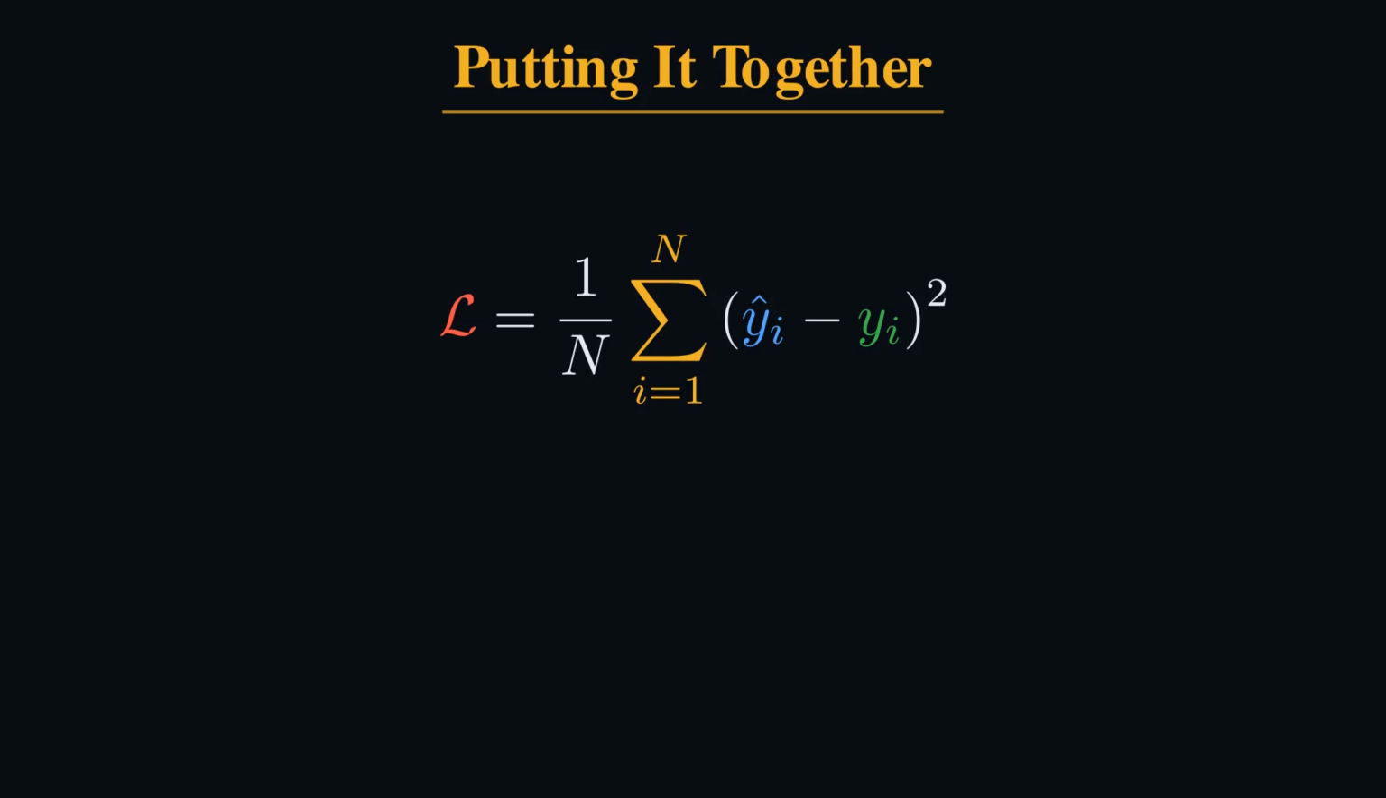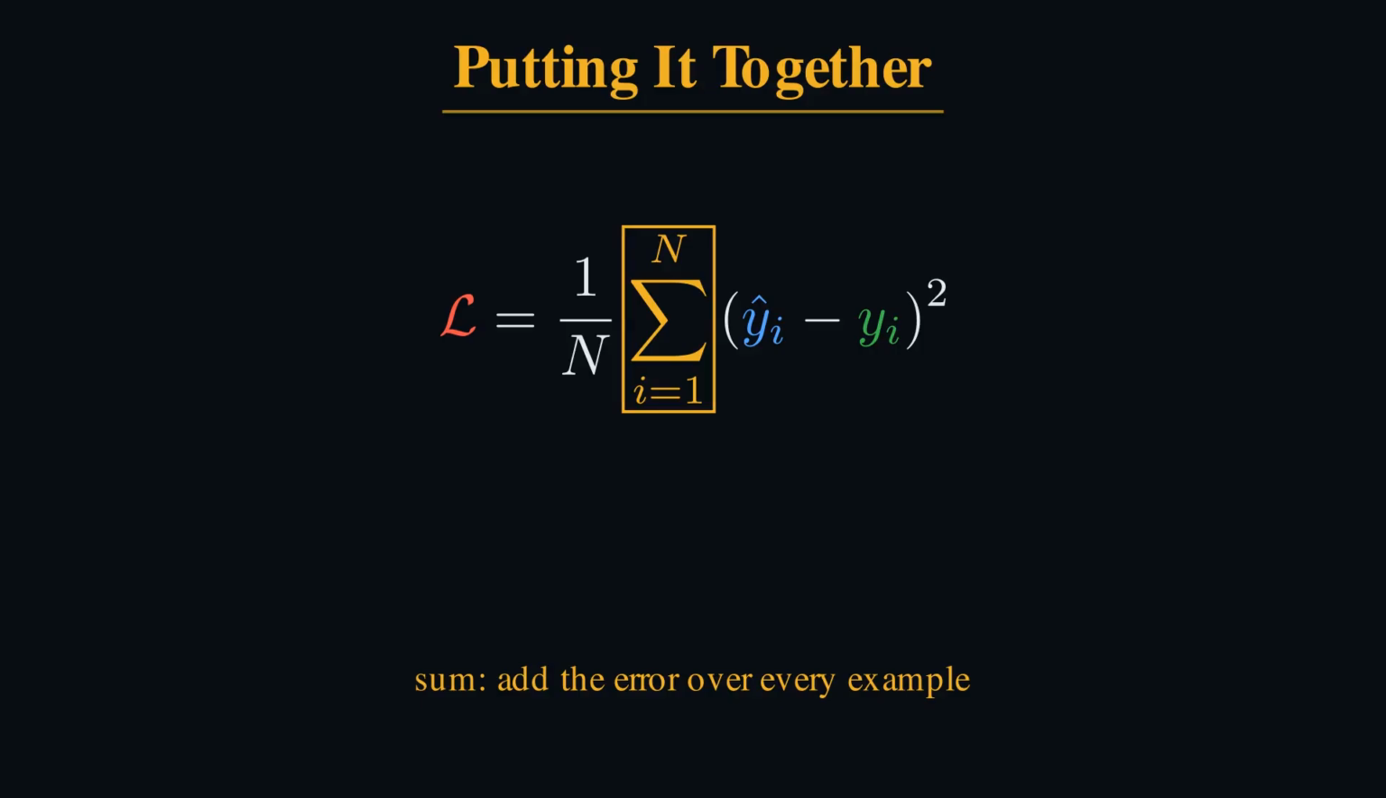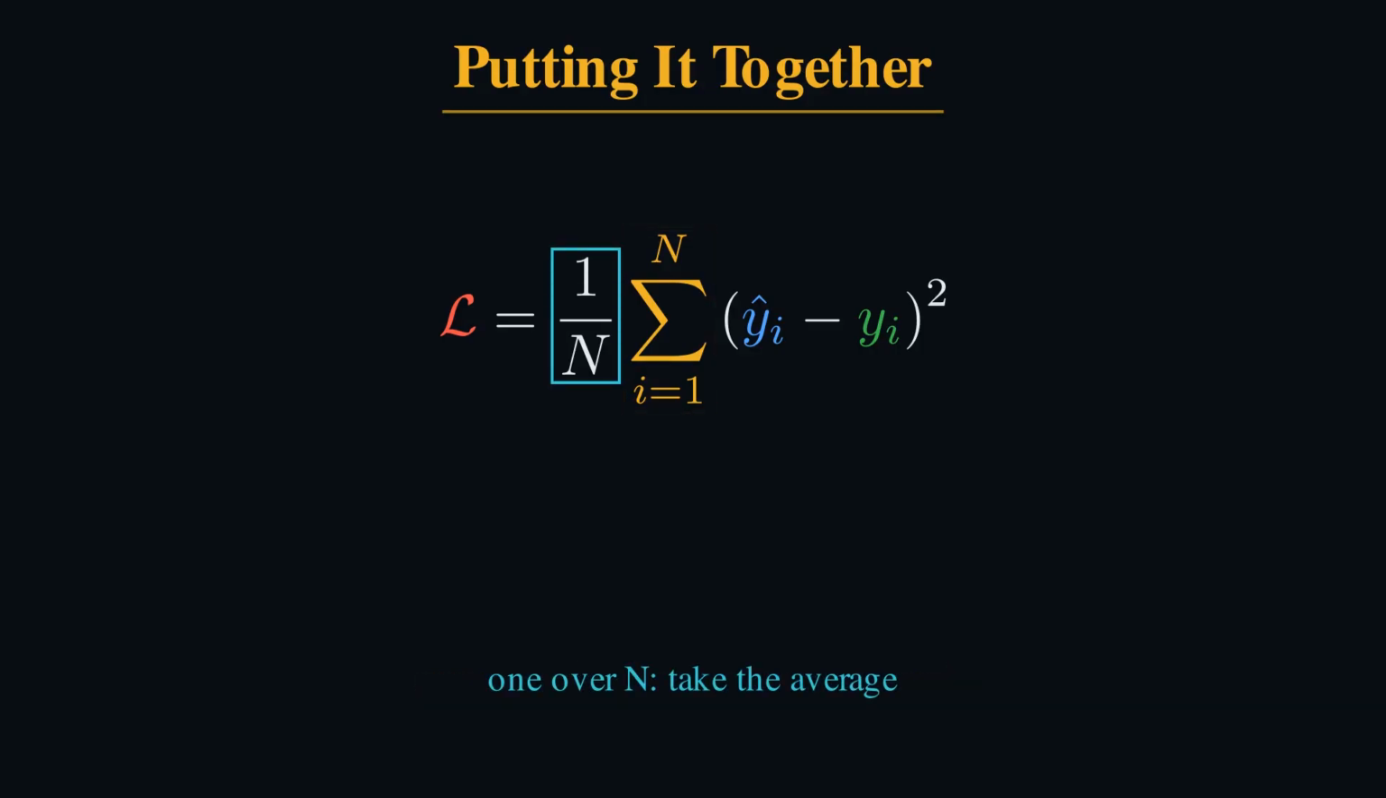A moment ago this would have looked like a wall. Now watch it dissolve into plain English. Y sub i, in green, is the true answer for example i. Y hat sub i, in blue, is what the model predicted. We subtract them to get the error, then square it, so negatives and positives do not cancel. The sigma, in yellow, adds that squared error over every example. 1 over n, in front, turns the total into an average. And the whole thing equals L, a single number measuring how wrong the model is. Decode the symbols, and the wall becomes one clear sentence, the average squared difference between prediction and truth.